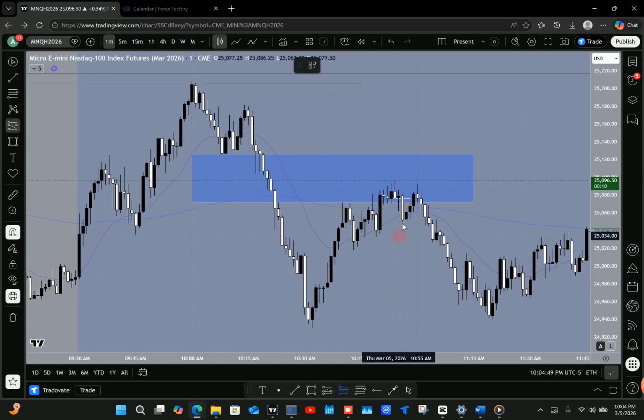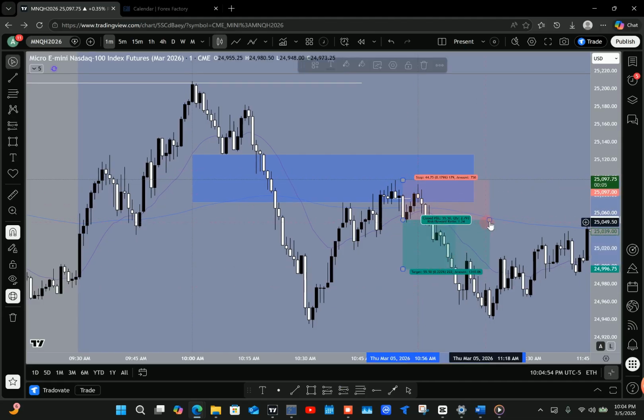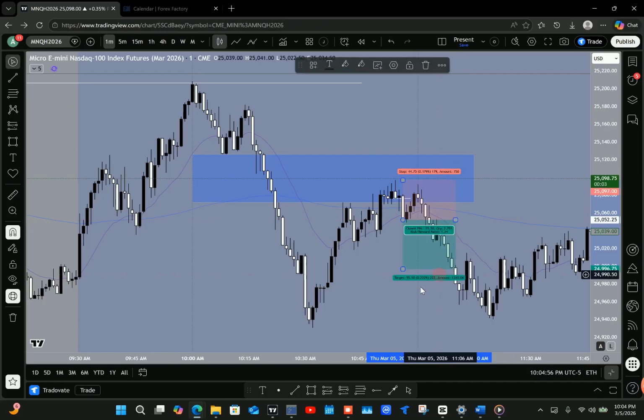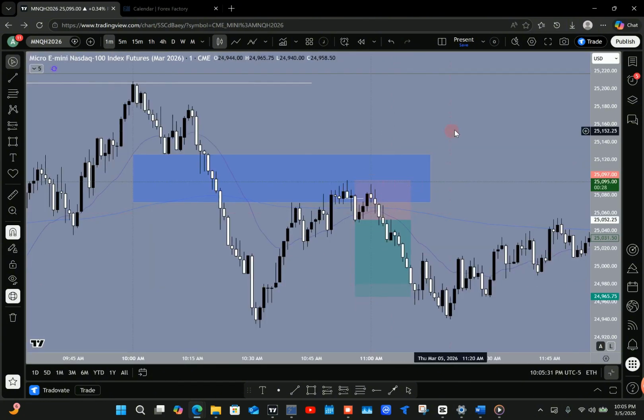So this is where I decided to take my trade. And like I said, you don't always got to wait for that extra confirmation. Like the first trade, I waited for the extra confirmation. And this one, I didn't, right? So this is the second example.